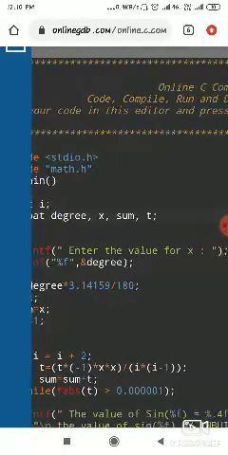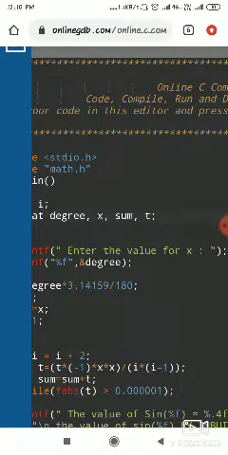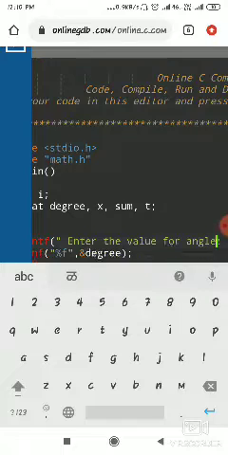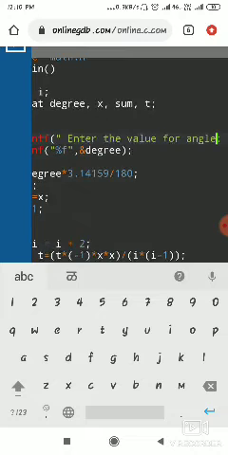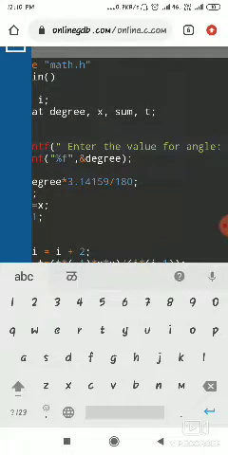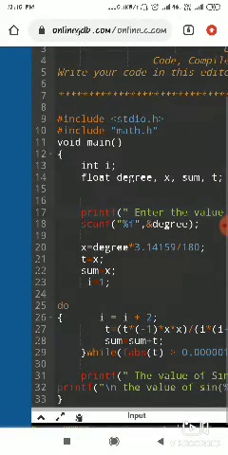First I'm asking the user to enter the value of x. Maybe I will say more precisely, enter the value for angle. Now this should be in degree, as we have discussed earlier. So I'm taking that in one variable which is holding the degree value, which has been declared as a floating point value. You know how to take that using scanf.